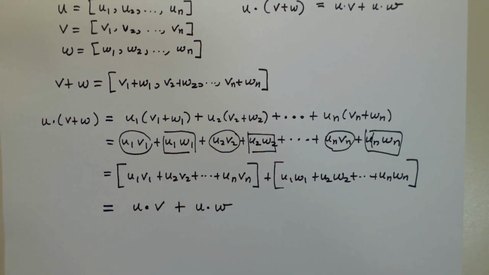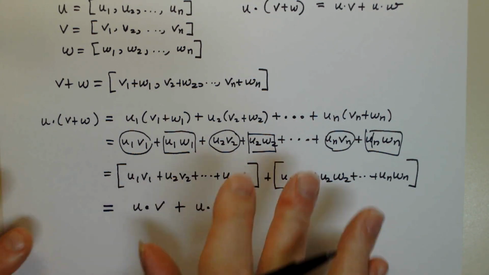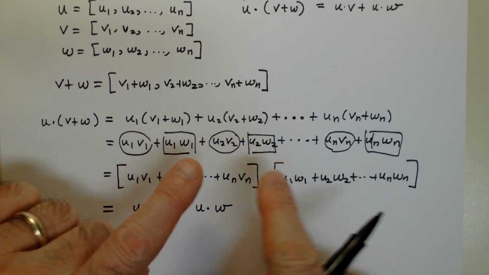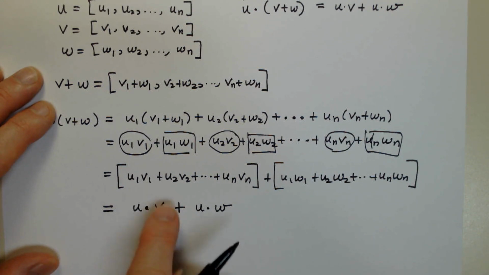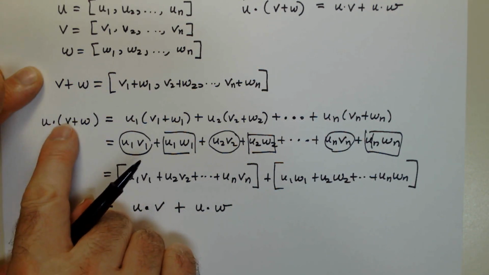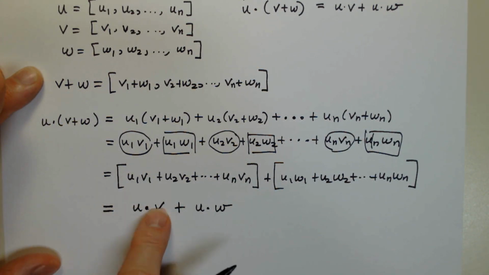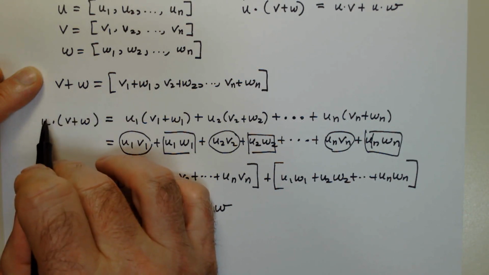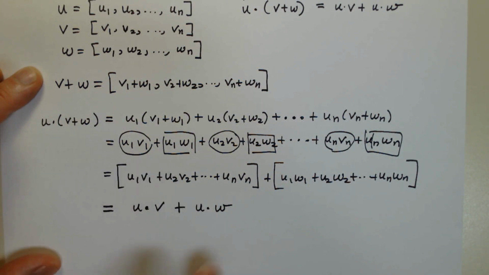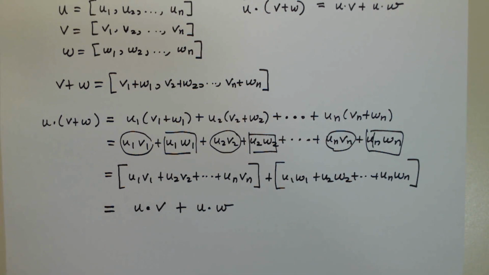Okay, so we can see just by starting with that left-hand side and carefully working our way through and using the normal rules of arithmetic along the way that we can work out u dot v plus w is u dot v and u dot w. All right, so that's that distributive law.